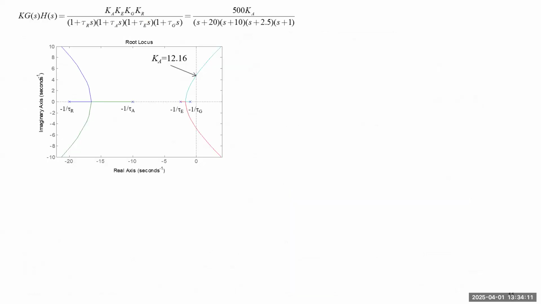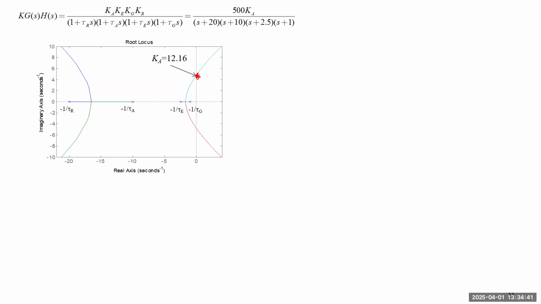You can also draw this using the root locus method. In my lab, it will be very simple. Once you provide the transfer function, you can draw the root locus for you. And you will see this locus will intersect with the imaginary axis at the point where Ka equals 12.16. That's the same limit we found out from the Routh table.